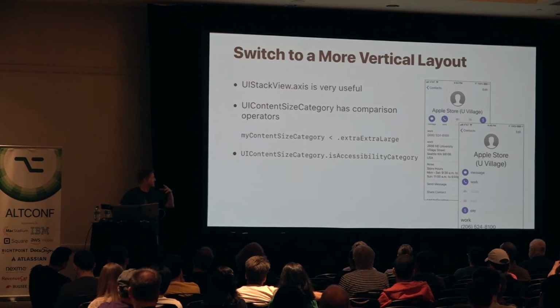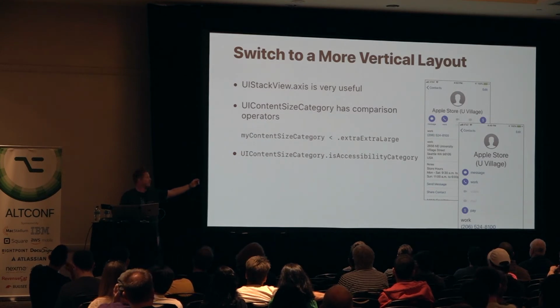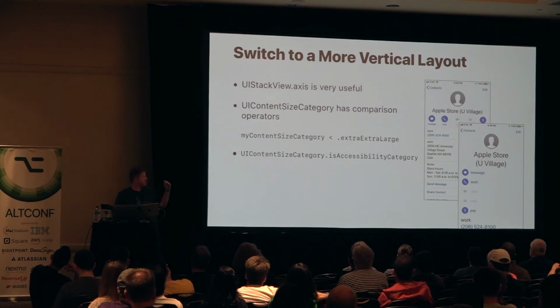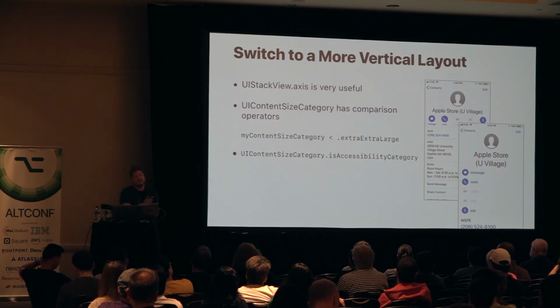So again, what do you do? You adjust to this. I look to Apple for guidance. They've gotten much better. They're not perfect. But like the Contacts app, you see all the action buttons at the top that once they hit a certain size, become vertical. It's something that's really nice to do with collection views or stack views. So you can just change the axis and it'll work.